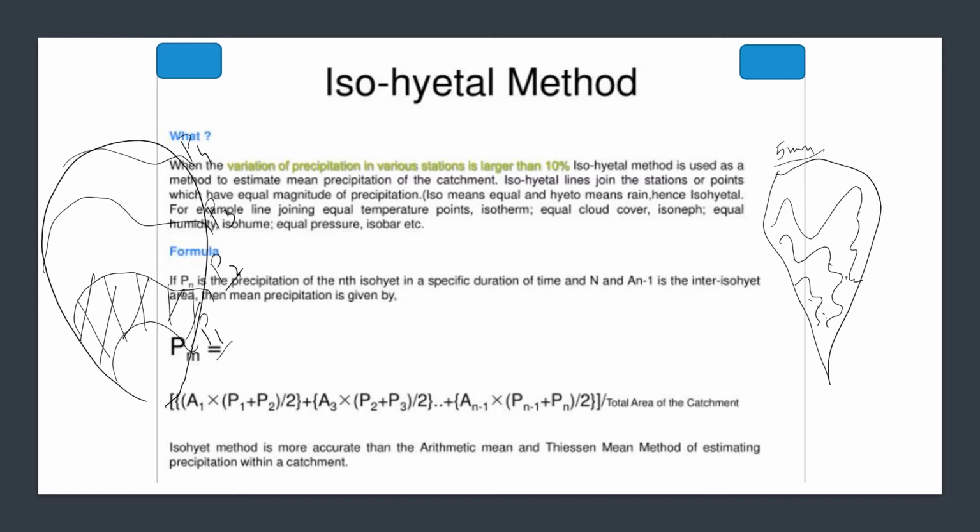Similarly, P2 and P3 are bordering this area, and then P3 and P4 are bordering this area, and so on. And here also you have to begin from 0 to 1 to 2 to 3 to 4 to n. Correct? So to find the mean precipitation of this entire watershed, you have to apply this formula.